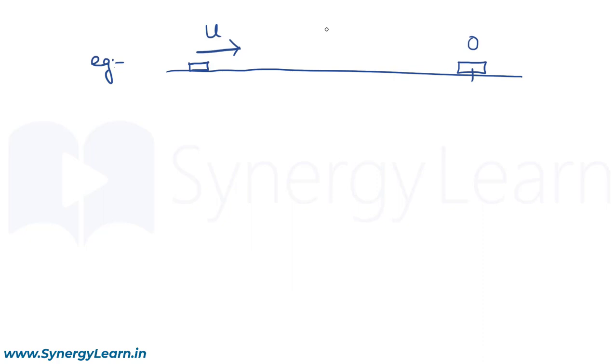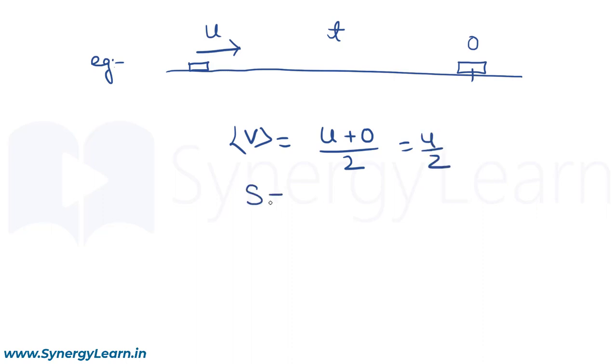A particle moves along an axis with constant acceleration. Say it has initial velocity u and it stops in time t. Then its displacement will be? So the average velocity here will be equal to initial plus final by 2, that is u by 2, and therefore displacement will be equal to average velocity into time t, that is u by 2 into t.